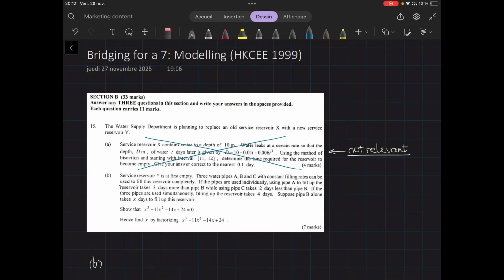On today's episode of Bridging 407, we'll work on a modeling question from a Hong Kong exam. We will not do part A, just focus on part B. Pause the video and read through the question.